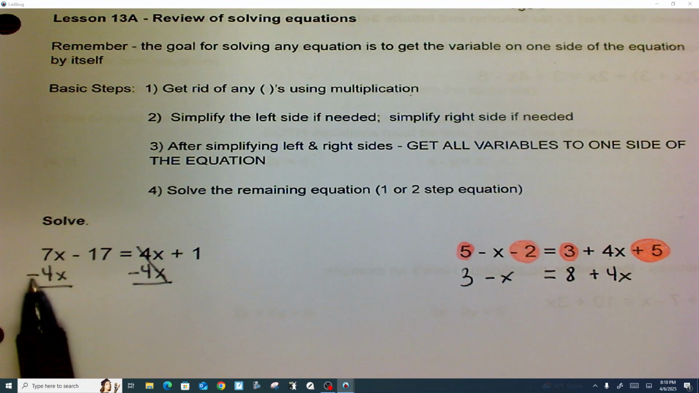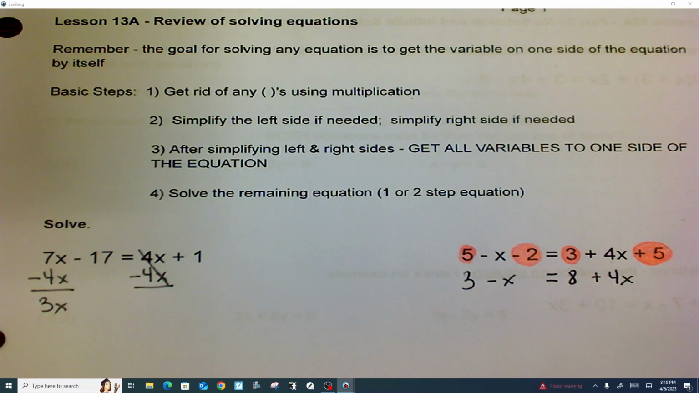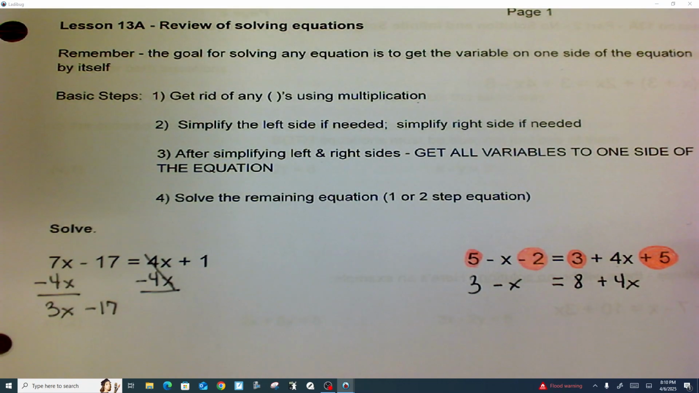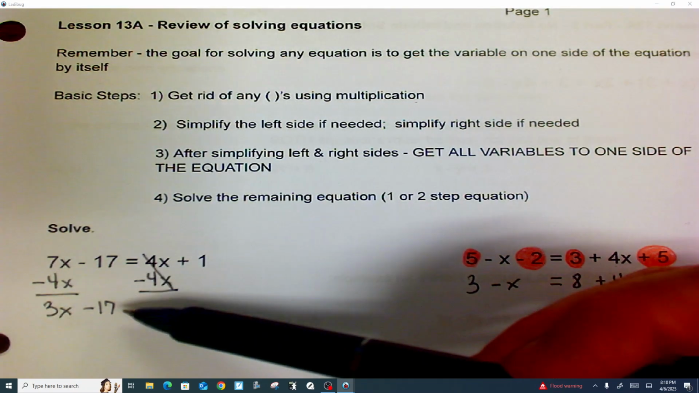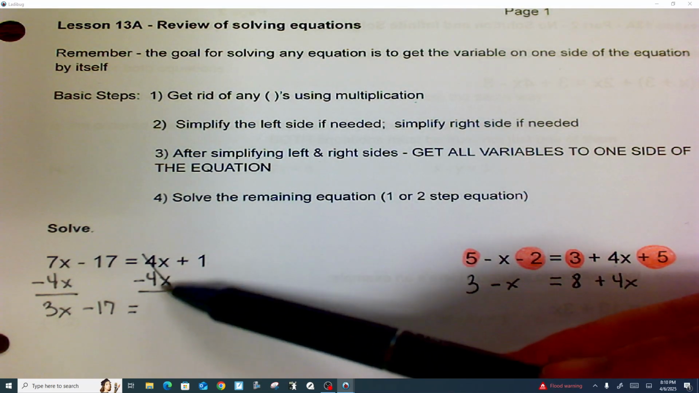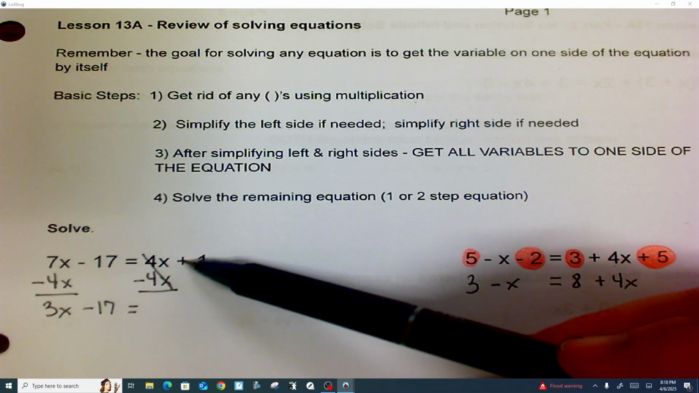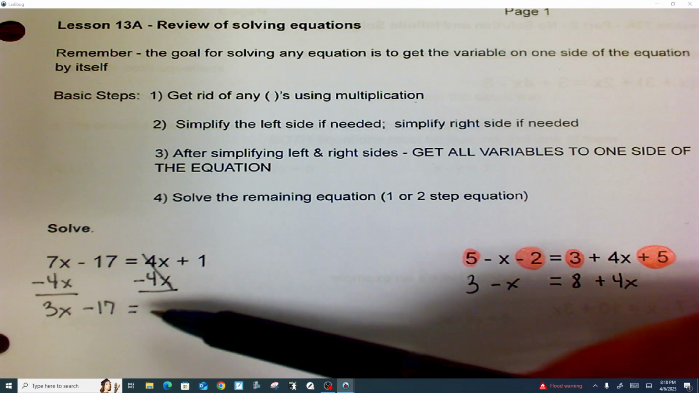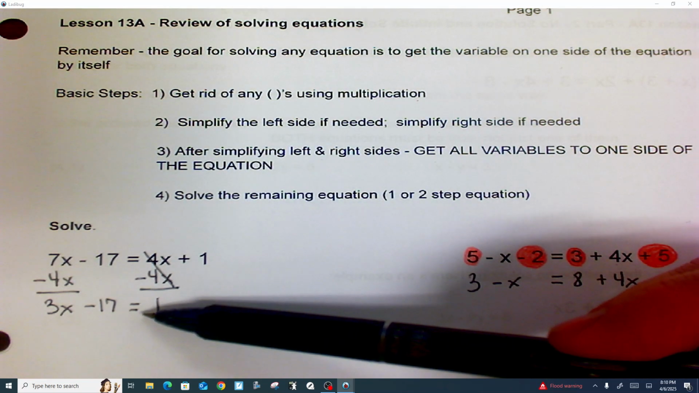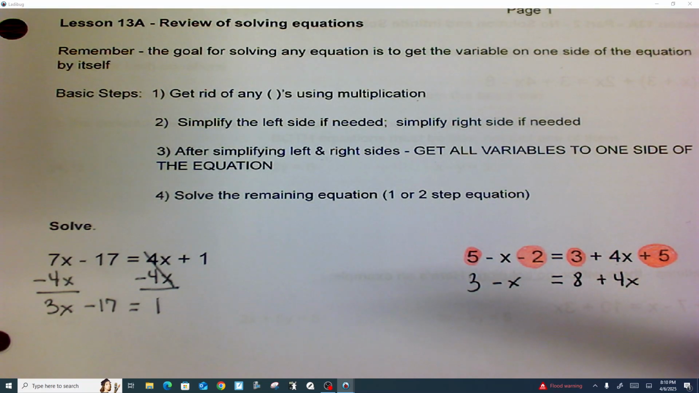And so 7x minus 4x is 3x. The minus 17 comes down. The equal sign right here comes down. And if I had nothing left over here, I would put a 0. Not a 0x, but just a 0. But because I have this positive 1, I'm just going to drop that 1 straight on down. I am cheating it a little bit closer to the equal sign to make it a little easier to see.